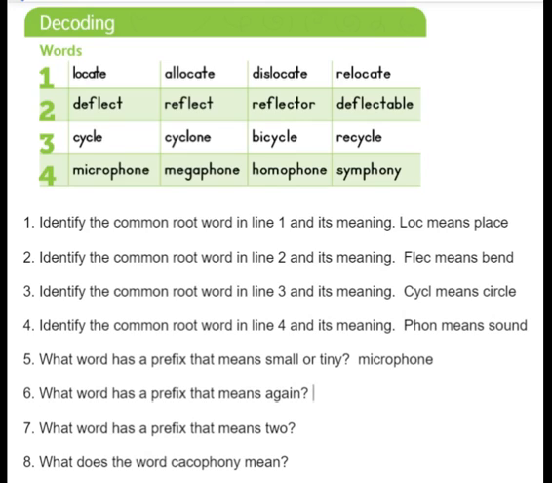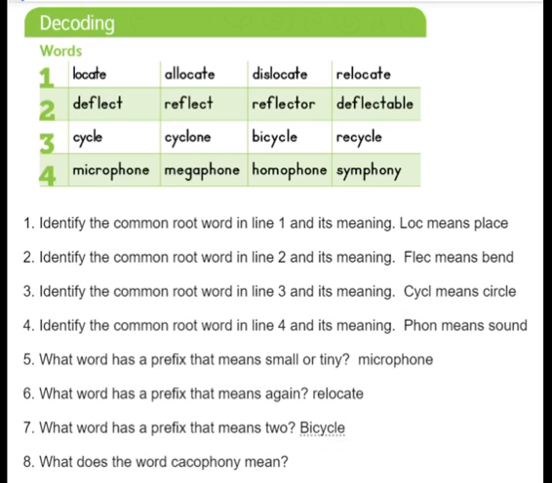Number 6, what word has a prefix that means again? This word would be relocate. Remember, when you relocate, that means that you are going to locate to a new place, move to a new place again. Number 7, what word has a prefix that means two? This would be the word bicycle. A bicycle is going to have 2 wheels.